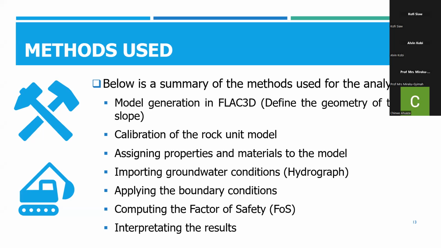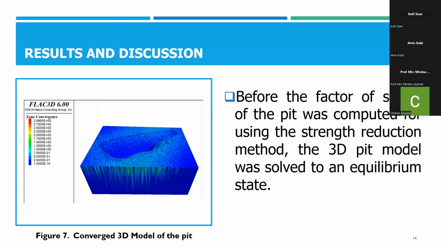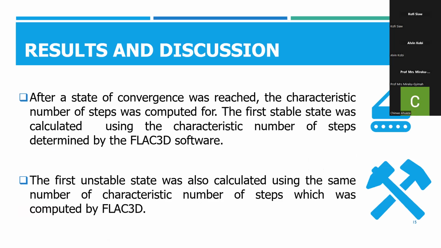Okay, so the data file was created to actually solve the model to a converged state. And as seen in figure 7, that is the model at its equilibrium state. And this equilibrium state was then used to actually calculate the factor of safety of the pit. So for factor of safety calculations, basically FLAC3D computes a characteristic number of steps. These are the steps in which the model would reach equilibrium or come back to a converged state.